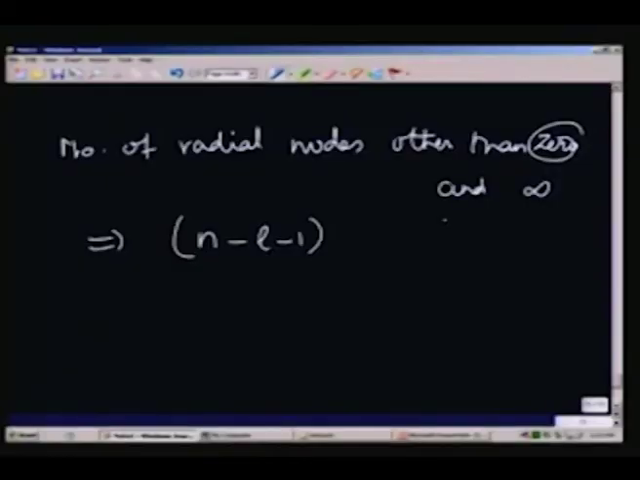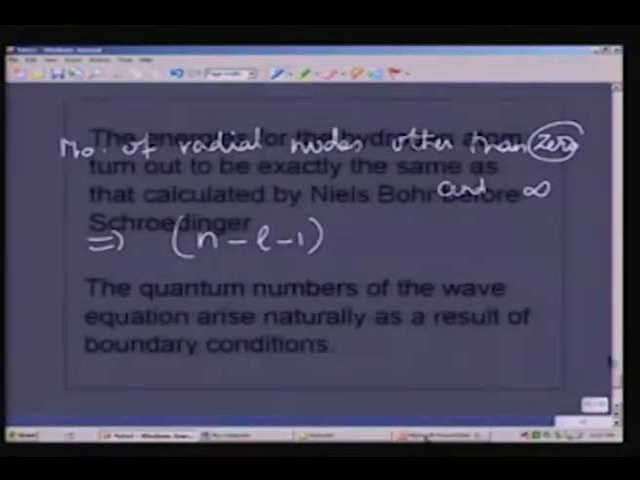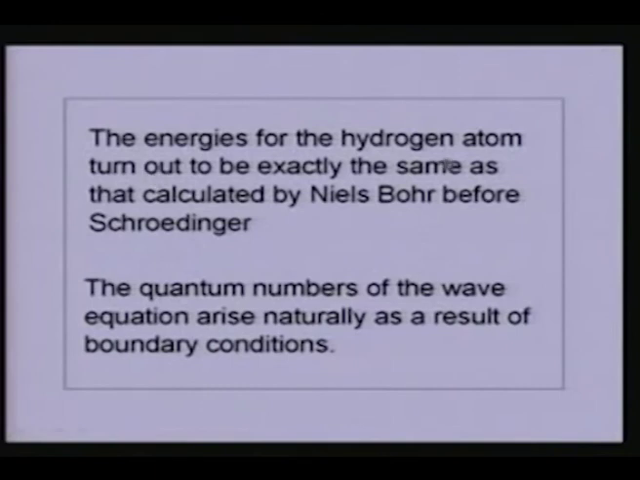Now it is easier if we recognize this using a graphical representation of the same thing. So let us quickly do that before the time runs out on us. Before I do the graphical representation, I would also want to point out the energies for the hydrogen atom, that is the E that you calculate, which is part of the radial equation.